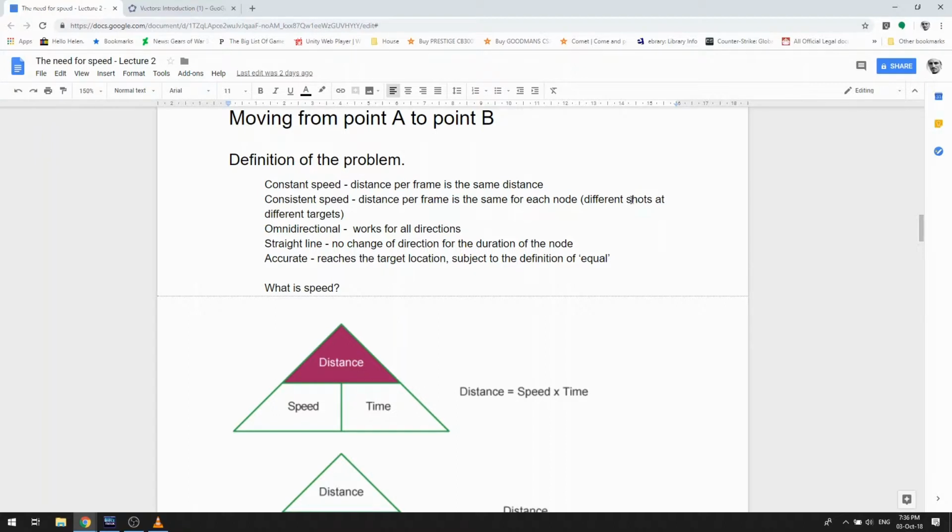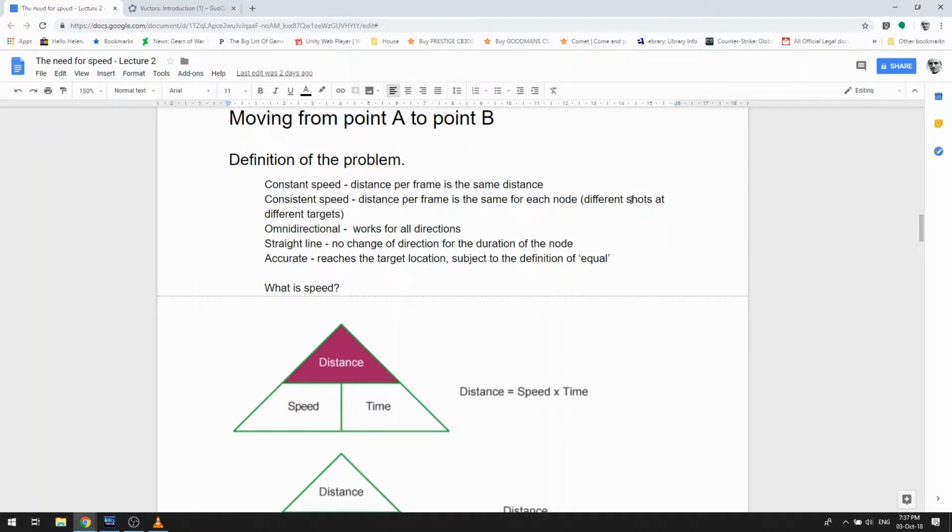Constant speed we're going to define as the distance per frame being the same distance. We're assuming that we're frame locked, which means that each frame takes the same amount of time. So we could be running at a steady 30 frames per second, and that means the distance that we travel in each frame should be the same. We want a consistent speed, which means the distance per frame is the same for each node. Different shots at different targets should still travel at the same speed.